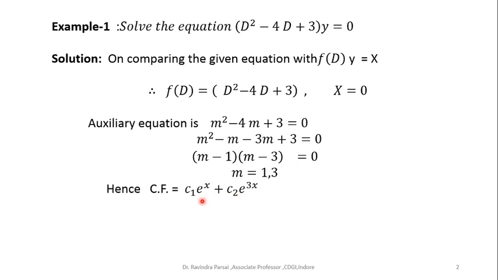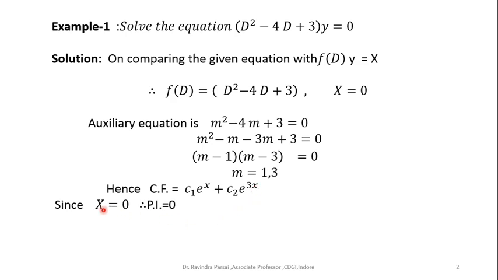Then in this case we write the complementary function by taking the first constant c1 e^(m1 x), meaning the first root, and whatever independent variable is given to you. I am assuming that x is the independent variable, so you take x. So c1 e^(1·x) + c2 e^(3x).